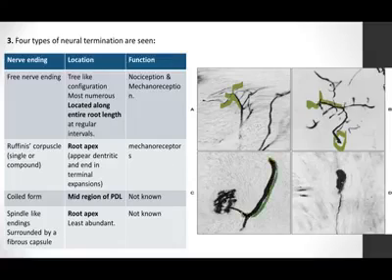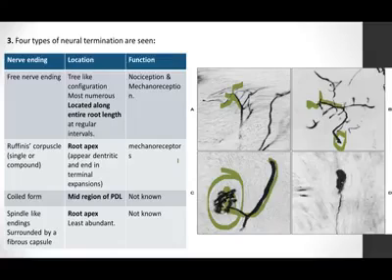Then we have the spindle-like, the coil form endings, where here you can see the coil form ending, where the nerve terminates in a coiled fashion. This is the coiled termination that you can appreciate. This is mostly present in the mid-root region of the periodontal ligament, and it has no known function.